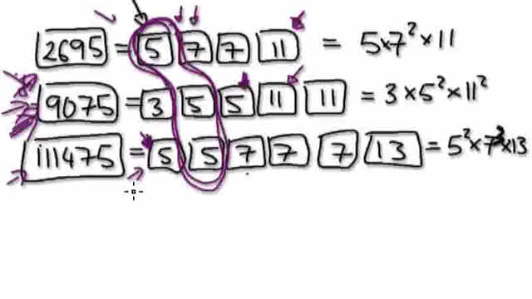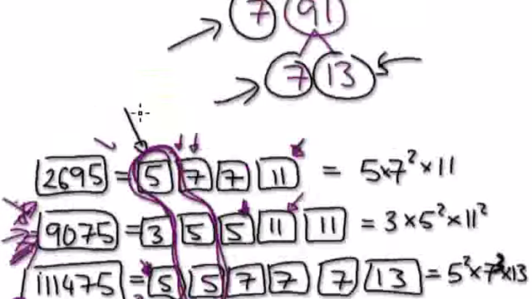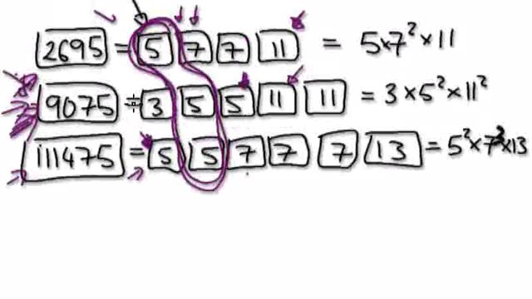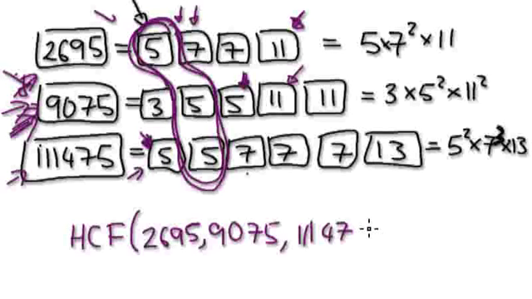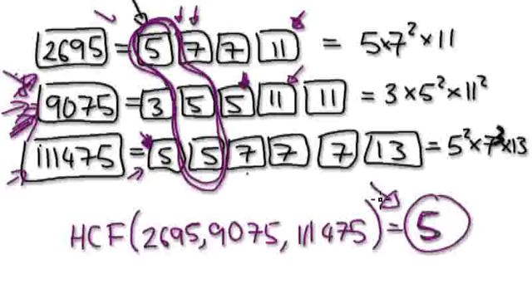So the highest common factor of 2695, 9075 and 11,475 is just 5, because 5 is a factor that's in common with all three, and it happens to be the highest, even though it's quite low.